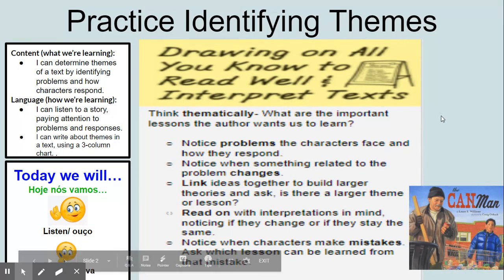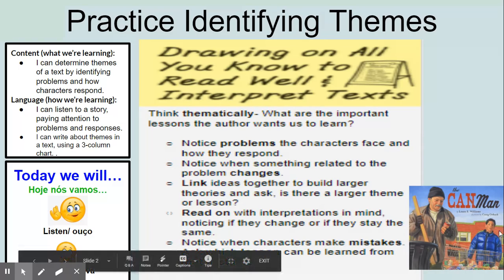Okay, so let's think about all we know about identifying themes. We notice problems, we notice when something related to a problem changes. We can link small ideas together to build a larger theory. We can read on with our ideas in mind and notice if they change or stay the same. And we can notice when characters make mistakes and ask which lesson can be learned from this mistake.